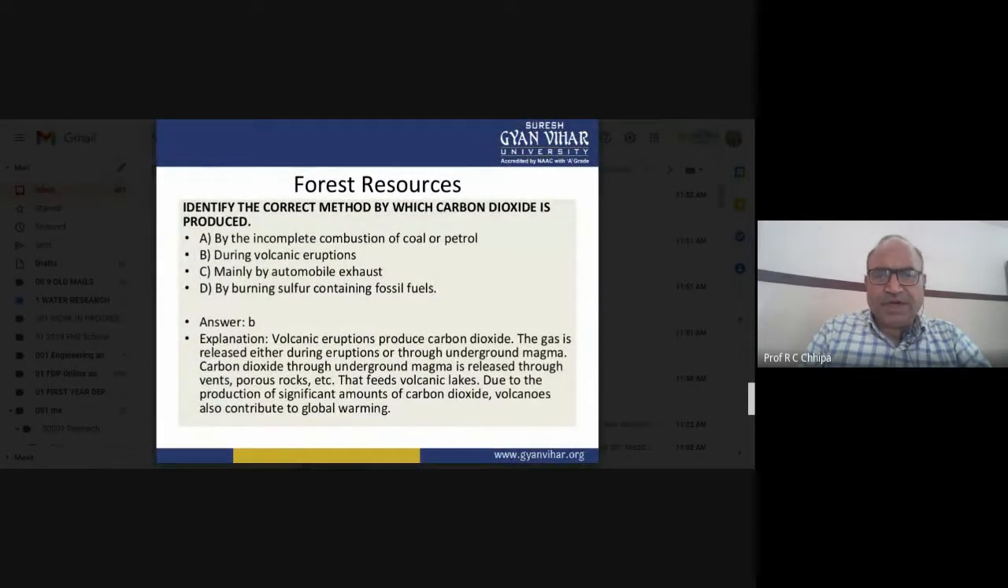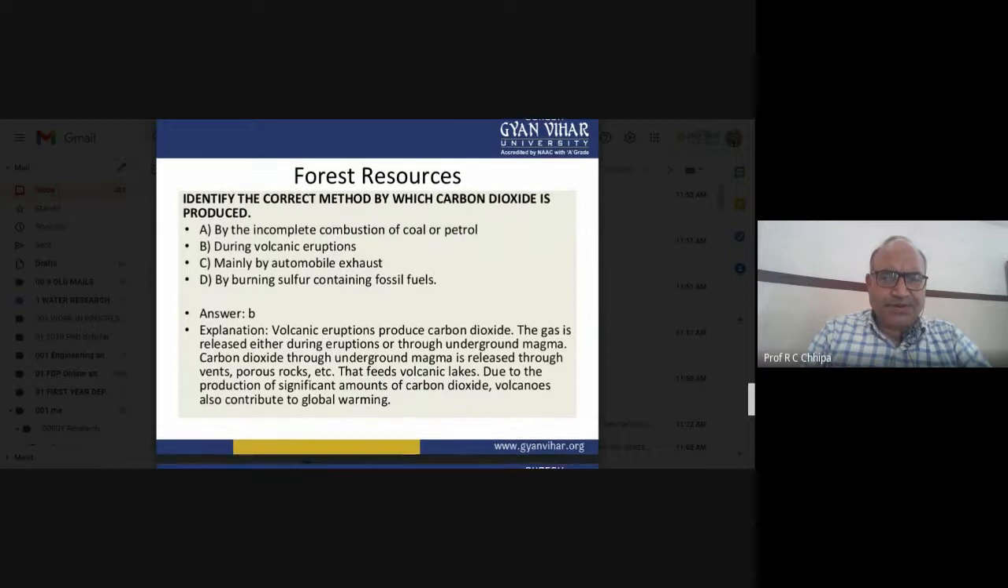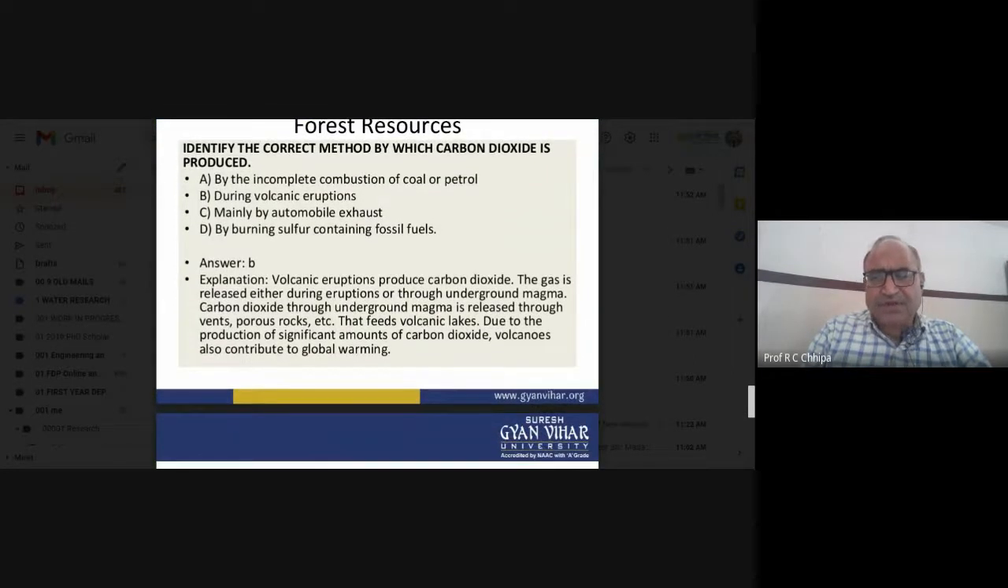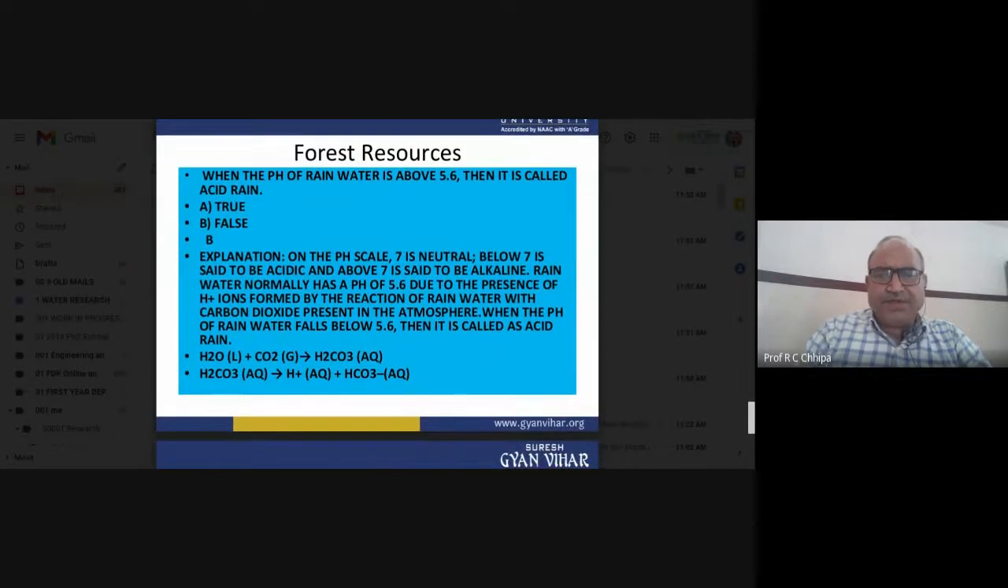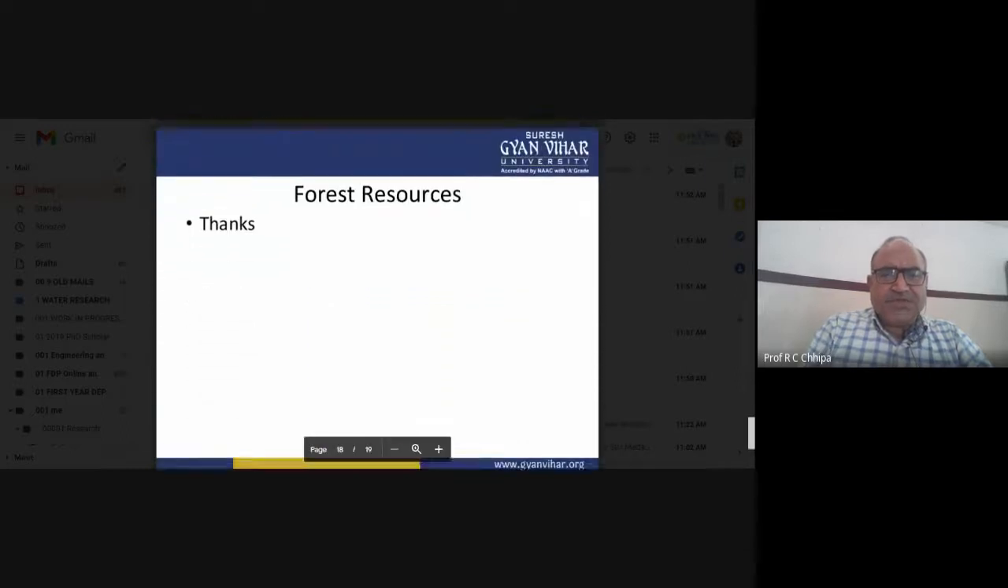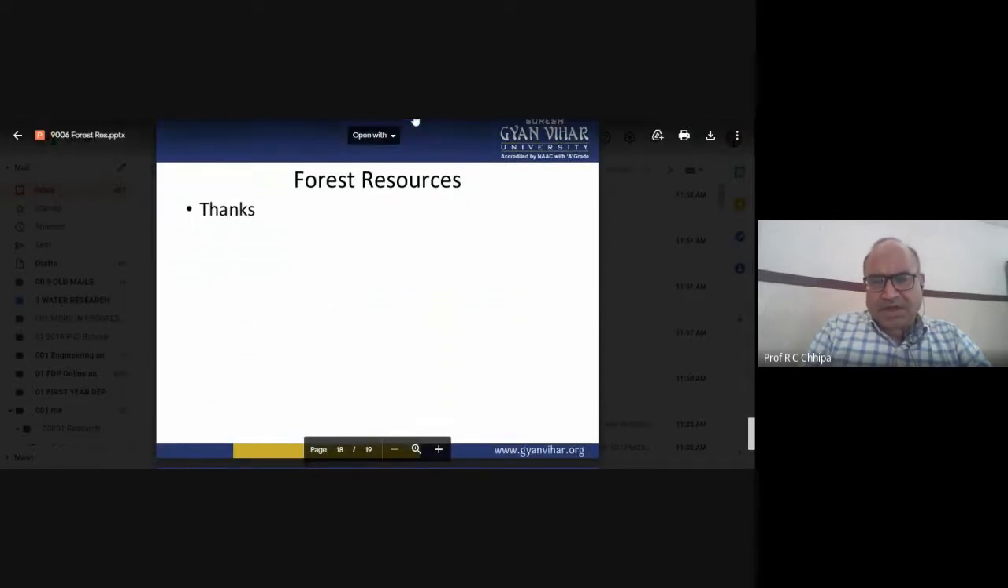Identify the correct method by which carbon dioxide is produced. Here the volcanic eruption is also one of the concerns of the volcano. And here, when the pH of rainwater is below 5.6, it is called acid rain. That also correlates with the forest ecosystem, because of the combustion during the forest fire, different air pollutants are released. If you have any questions, all of you are welcome to ask me.